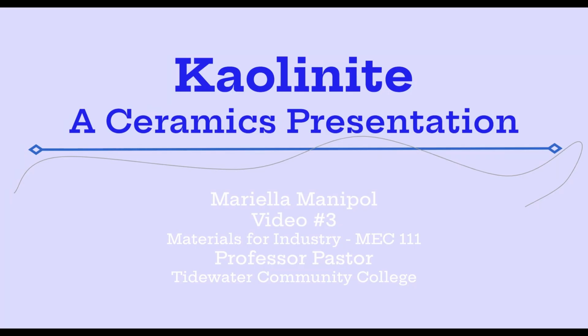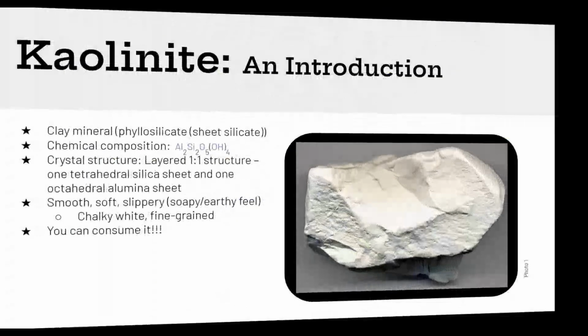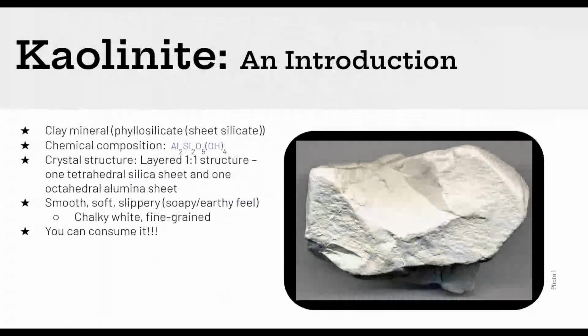Tidewater Community College. Today I'll be doing my ceramics presentation on kaolinite. So kaolinite is a clay mineral, specifically a phyllosilicate sheet silicate. The chemical composition is Al2Si2O5(OH)4: 2 aluminum, 2 silicon, 5 oxygen, and 4 hydroxyl groups. For the crystal structure, it is a layered 1-to-1 structure with 1 tetrahedral silica sheet and 1 octahedral alumina sheet.